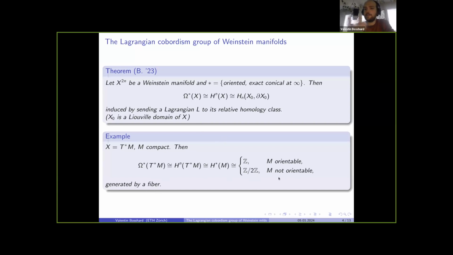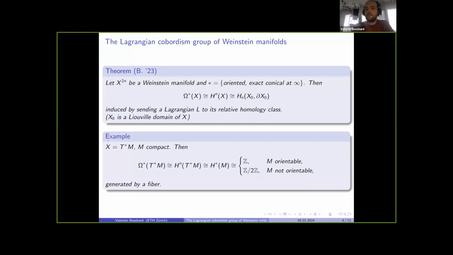And maybe just so that you imagine where this torsion comes from in the non-orientable case: if you have a fiber in the cotangent bundle of a non-orientable manifold, there is a loop in the manifold that is orientation reversing. So if you transport your fiber along this loop, you get back to the fiber again, but you end up with the opposite fiber. So this will tell you that the fiber is equal to minus the fiber in the Lagrangian cobordism group, because moving the fiber is a Hamiltonian isotopy.